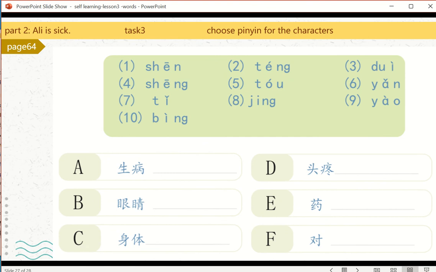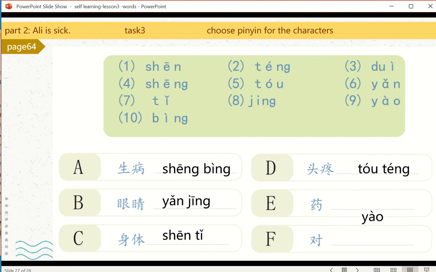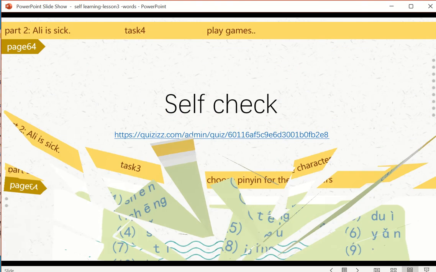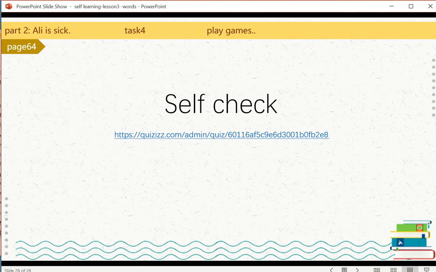好, here is a check. Do you remember how to read those words? You can take out a paper and a pen. Try to find the pinyin from the options given and write the correct pinyin for the word. You can pause the video to finish and then check. 好，生病，眼睛，身体，头疼，药，对。好，那么 that's the end of this lesson.